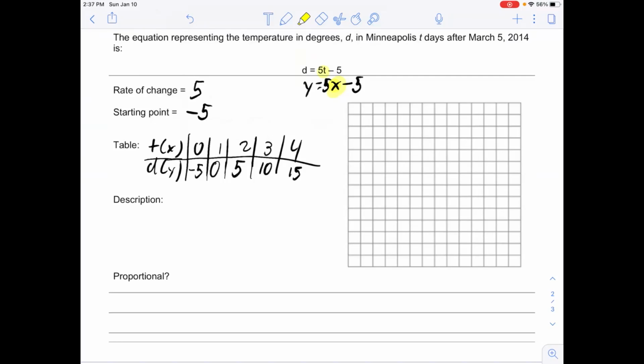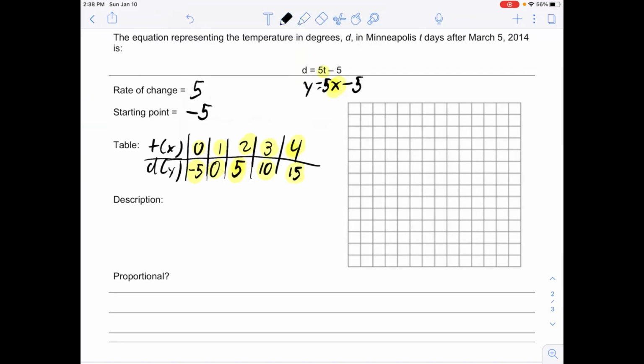It's the same thing either way. Putting it in each time, multiplying that number by 5, and then subtracting 5 from my answer. So here, now we can look at our table and think about what's going on. At 0 days, my temperature was negative 5 degrees. After 1 day, my temperature was 0 degrees. After 2 days, my temperature was 5 degrees. After 3 days, 10 degrees. After 4 days, 15 degrees.